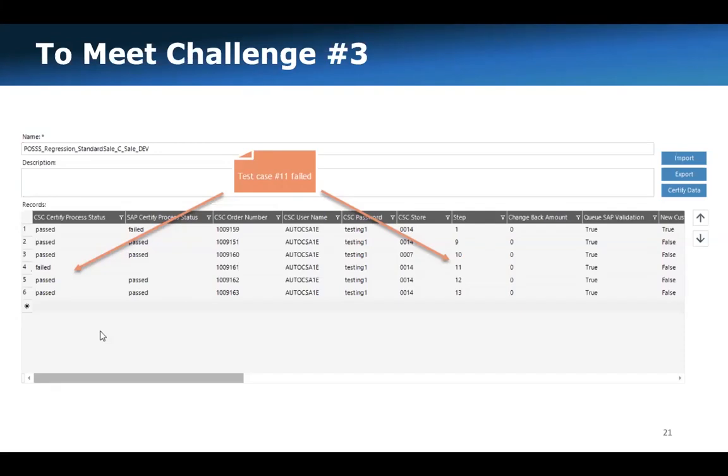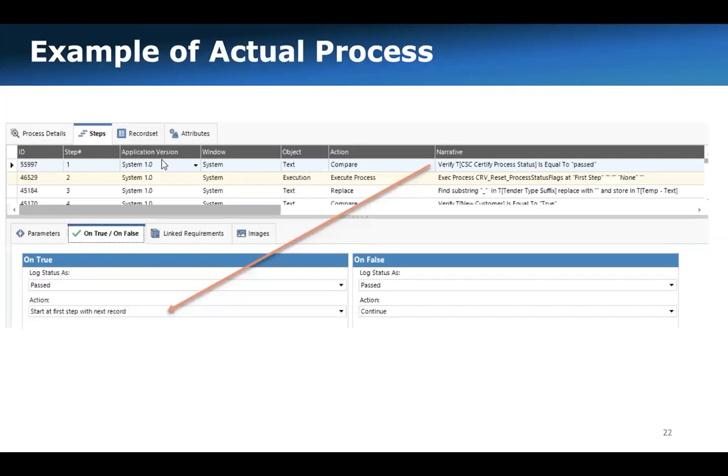And then we have a screenshot here of the actual process in Worksoft Certify. You can see in the narrative it says verify that the CSV Certify process status flag is equal to passed. If it is, then the next time we run the suite of tests, it'll just skip this particular test case and go to the next record until it finds one that's failed, and then it will rerun that test.